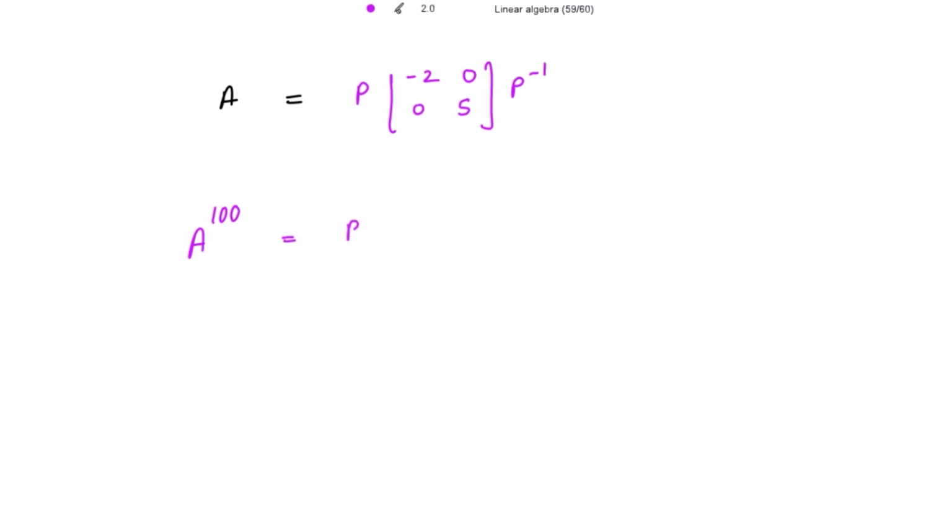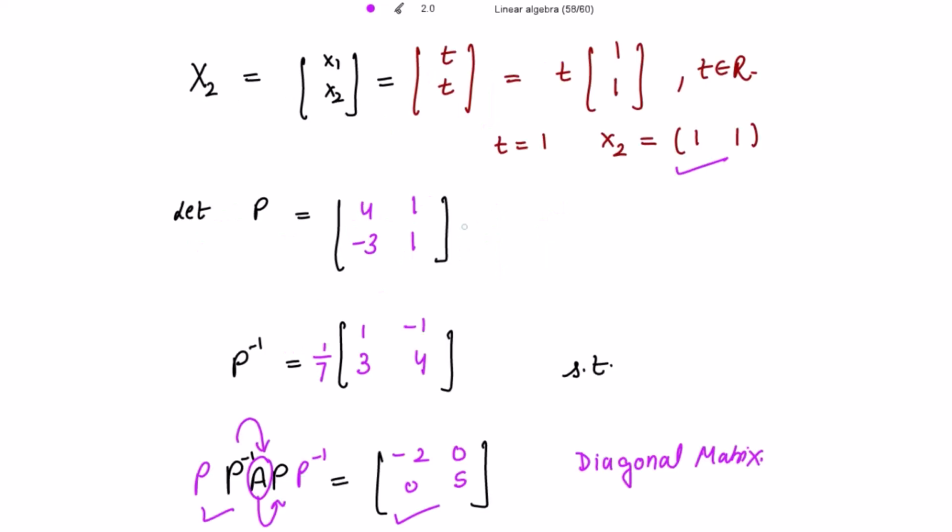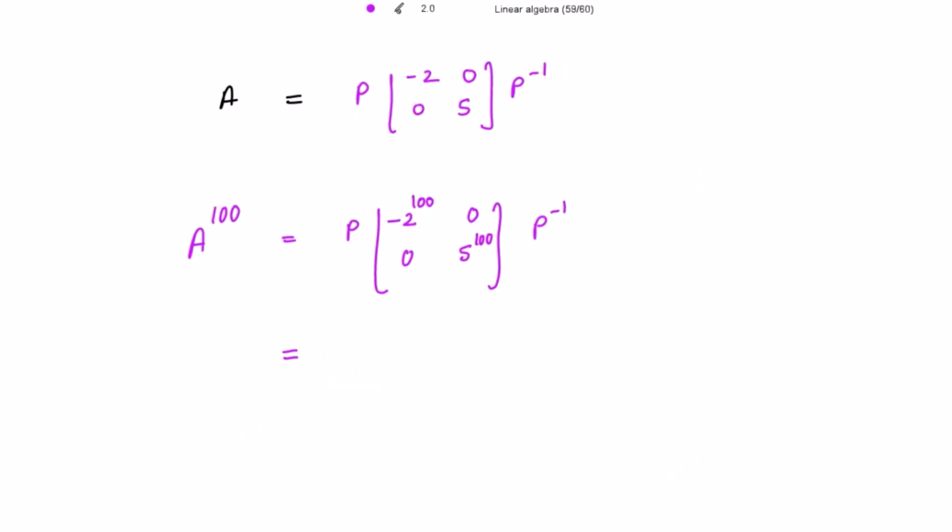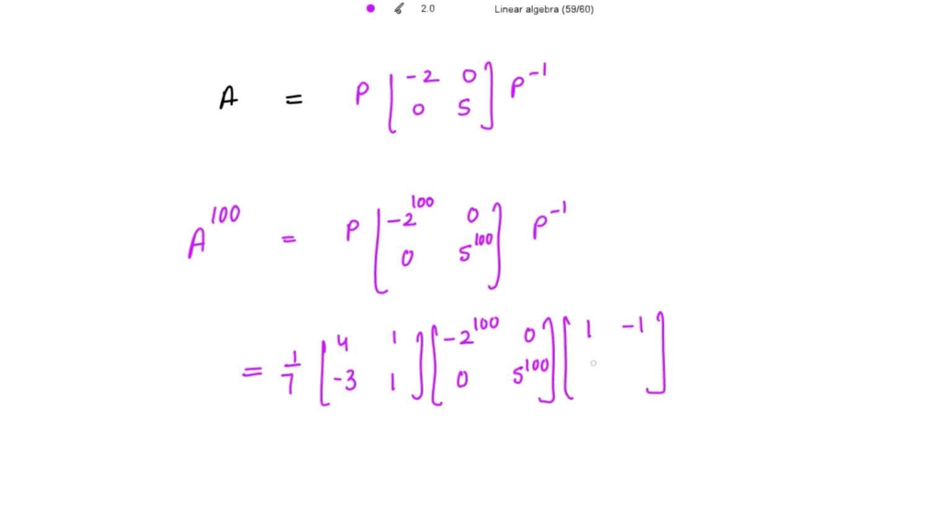So this will be equal to P into the matrix with the power 100 taken on its elements, that is minus 2 power 100 and 5 power 100, and here P inverse. Now writing the values of P and P inverse. What is P? It is 4, minus 3, 1, 1, writing this matrix the same as it is. And P inverse, I am writing here 1 by 7 and the remaining matrix.